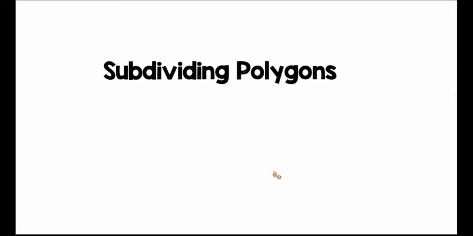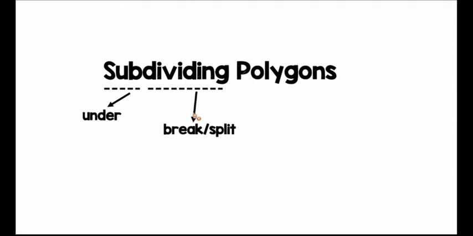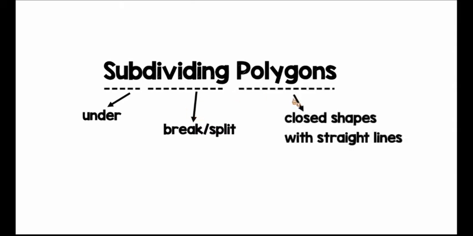In this video, we're going to be subdividing polygons. So let's take a look at the word subdividing. That prefix sub means under, and we know dividing means to break or to split into groups. And then polygons are closed shapes with straight lines, things like triangles, squares, trapezoids, things like that.